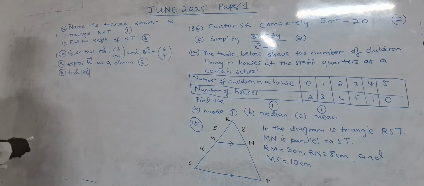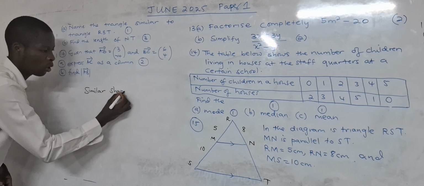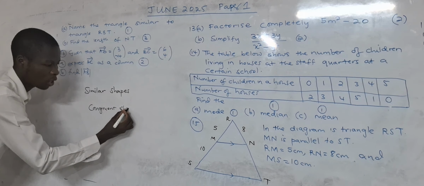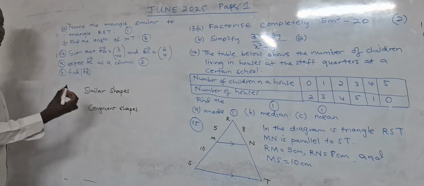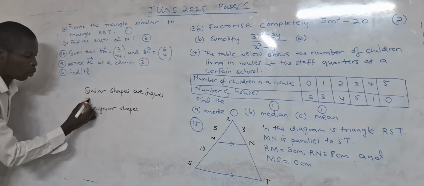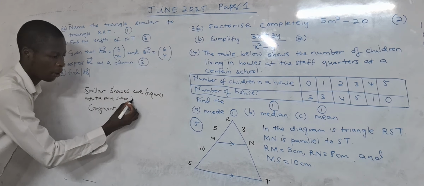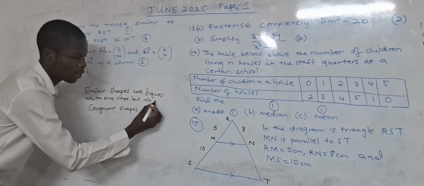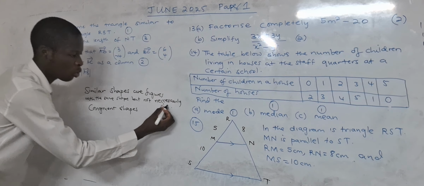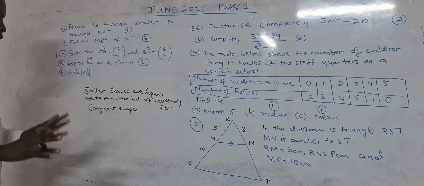We have what we call similar shapes, and we also have what we call congruent shapes. Similar shapes are figures with the same shape, but not necessarily the same size. So similar shapes have the same shape, but the size might be different.